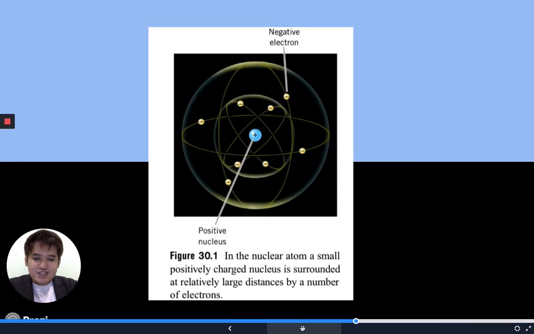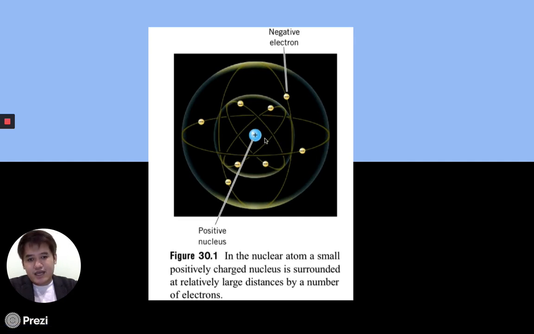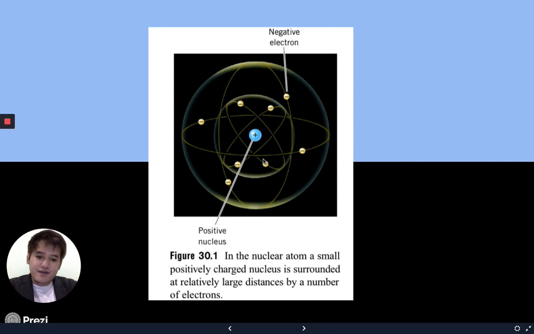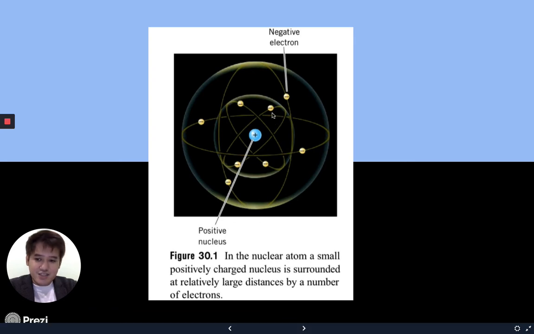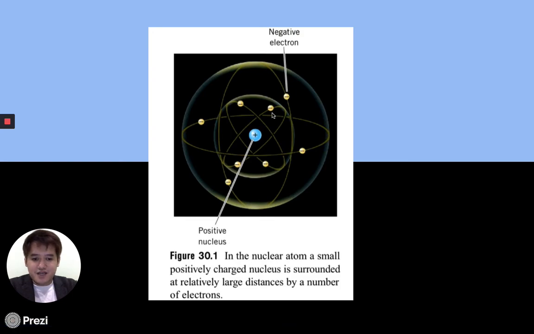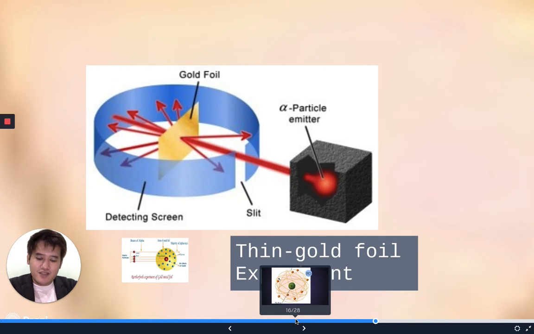It just says that there is a positively charged body which he called the nucleus, and it is surrounded by electrons, which are very far from the nucleus. How did he come up with that idea? Through the thin gold foil experiment. This is very similar to your virtual lab on atomic models.